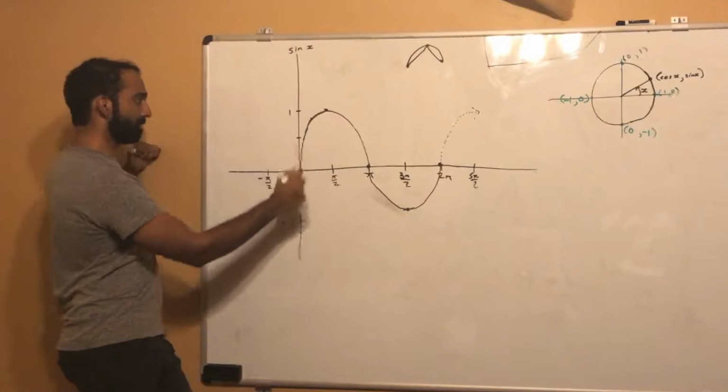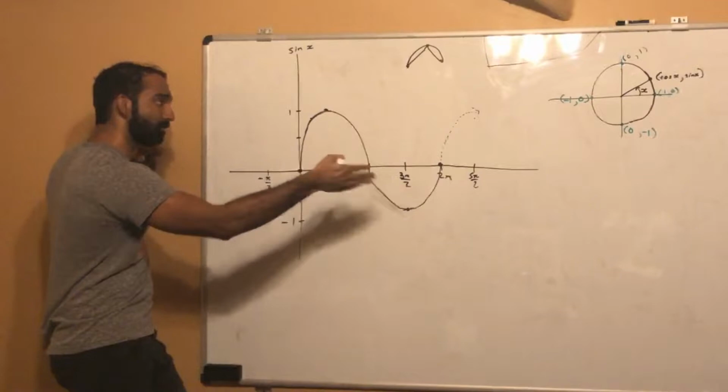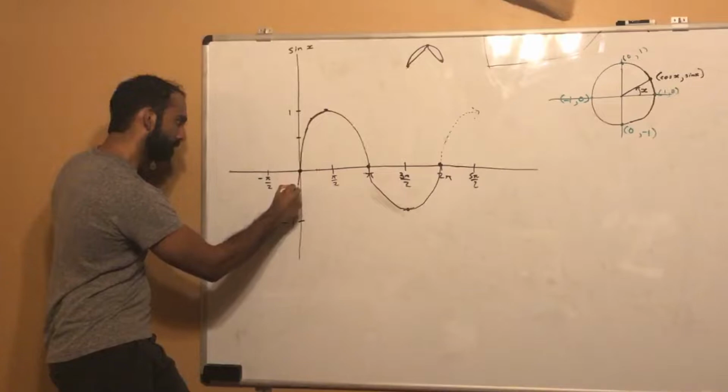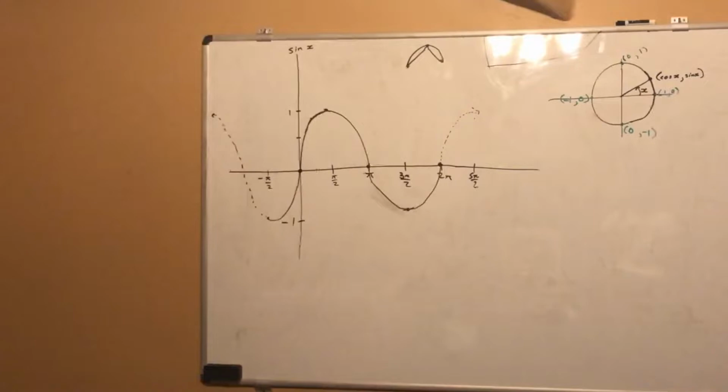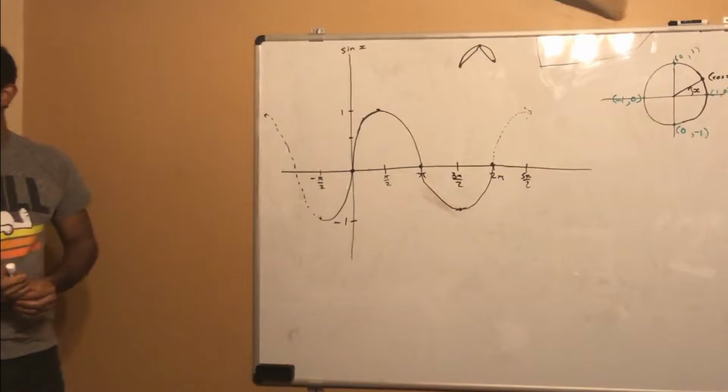I'm traveling along the circle in the same sort of fashion as I did in the previous four quarter circles. So I get this. And so the pattern just repeats, on and on and on, forever, left and right. So, in a nutshell, that's the graph of sine. Okay. Alright, any questions?